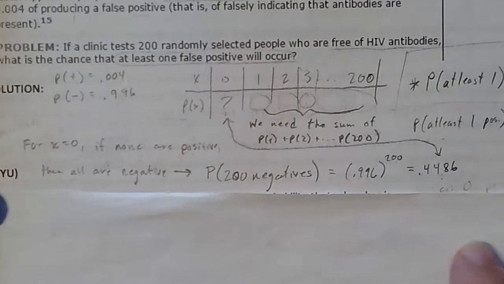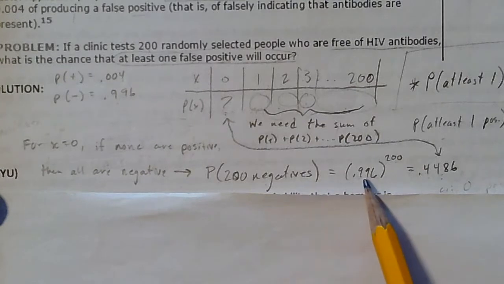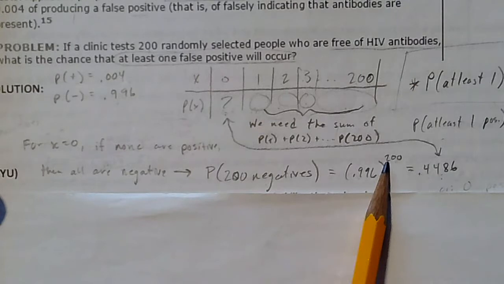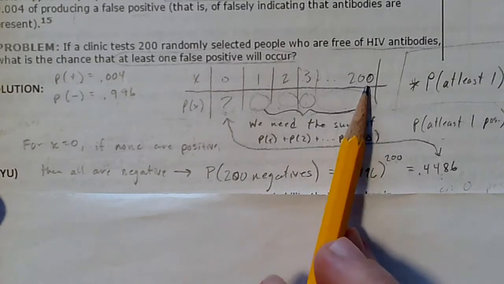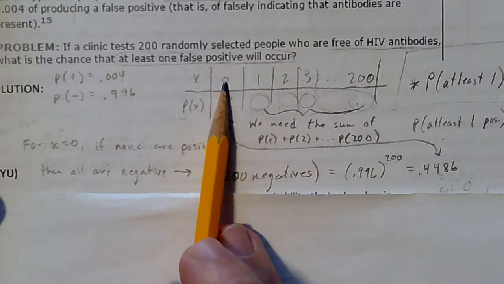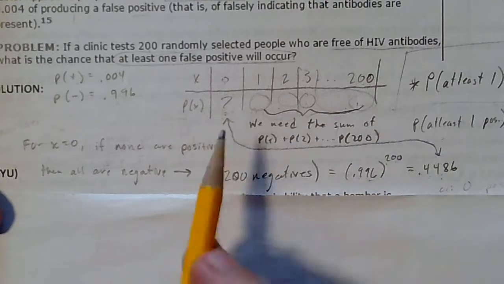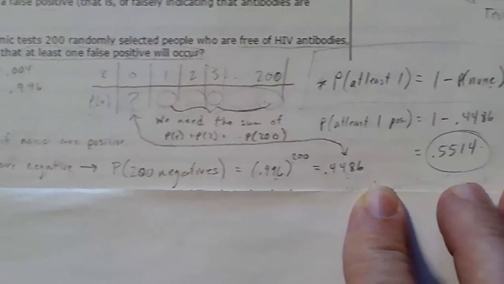So we want the probability of 200 negatives. So it's 0.996 raised to the 200 power. Okay. If it was flipped and we're looking for all are positive, it would be 0.004, but we're not talking about that. That would be this number over here. Okay. If 0 are positive, that means all of them were negative. Okay. So it's 0.4486. That's basically the number that we should have there in that distribution.